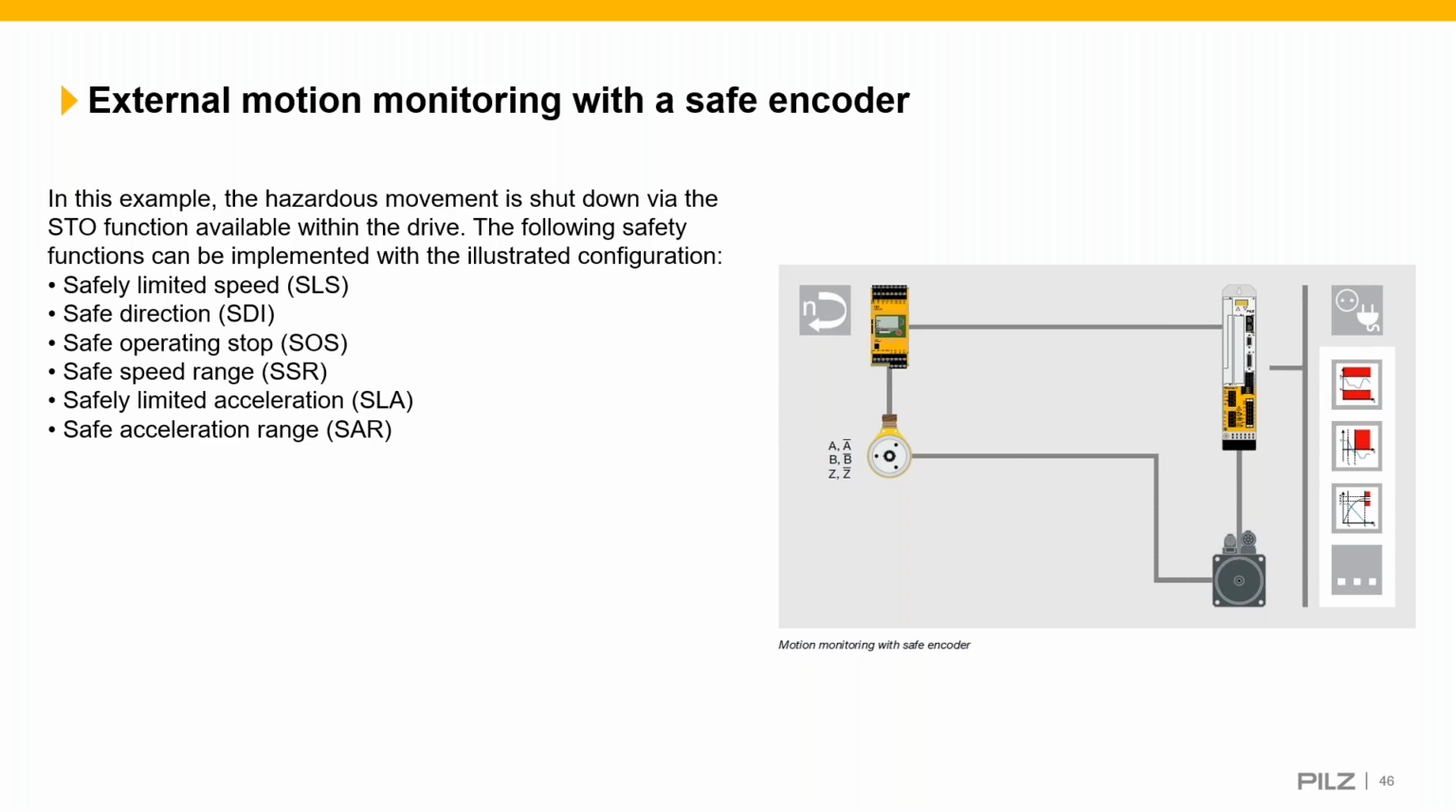So because of the encoder and the type of signal, so the ABZs, you've got direction, you've got speed, frequency, everything's there. All of these safety functions can actually be carried out. So again, safe limited speed, safe direction, safe operating stop, safe speed range, safe limited acceleration, and safe acceleration range. So again, you don't have to use all of them, but if your application demands it, then they're available.